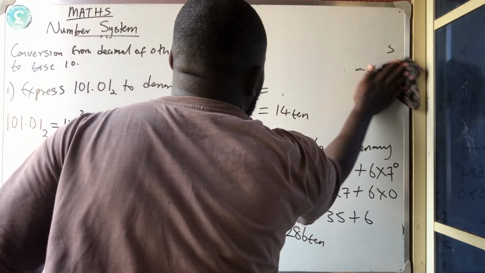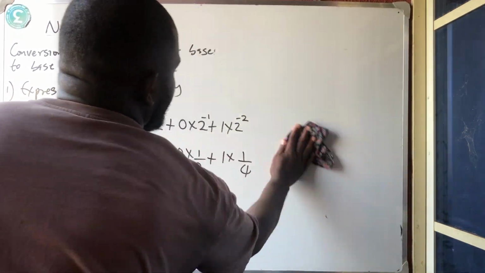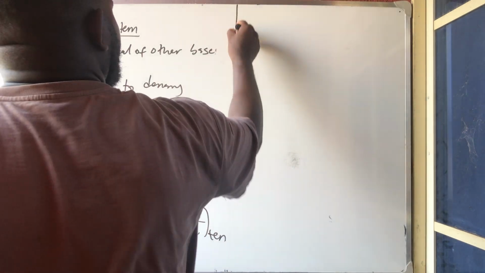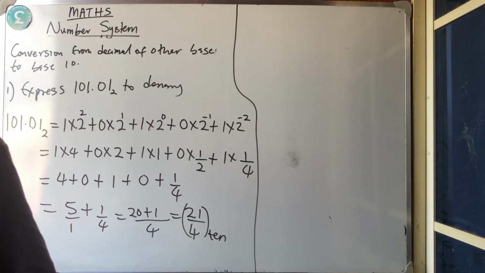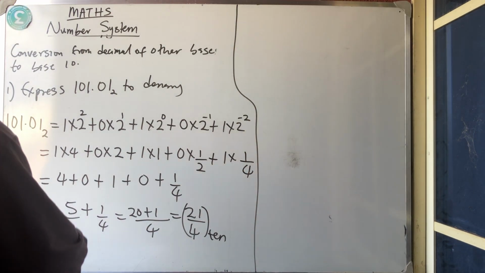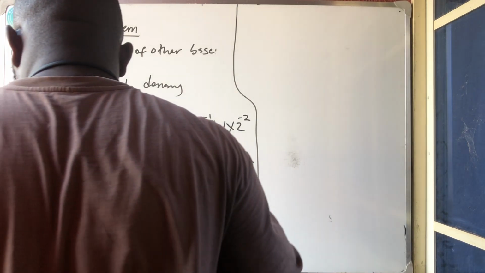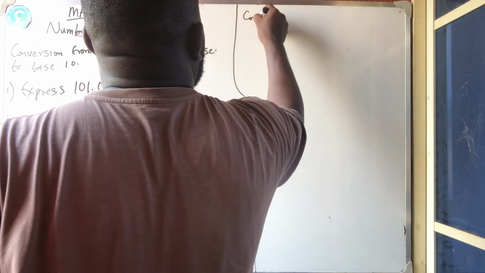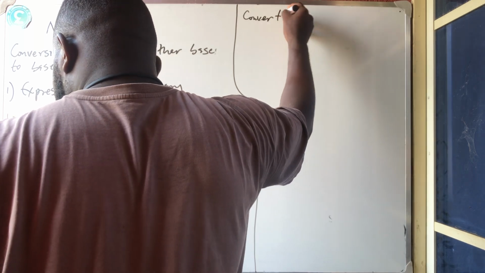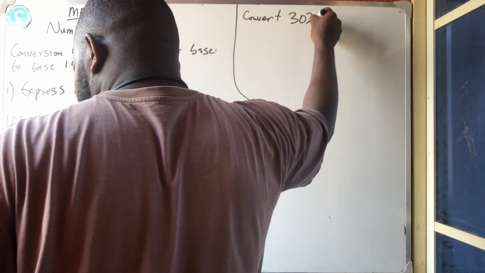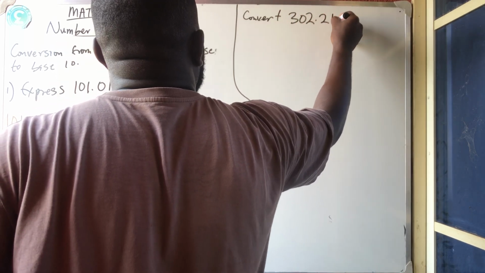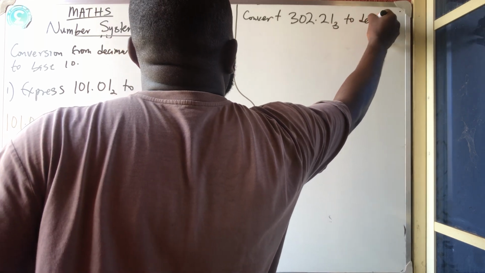Let's solve more questions so that you will understand very, very well. It's very simple. This is the simplest topic in math. So let's look at the next one. They said convert 302.21 base 3 to denary.